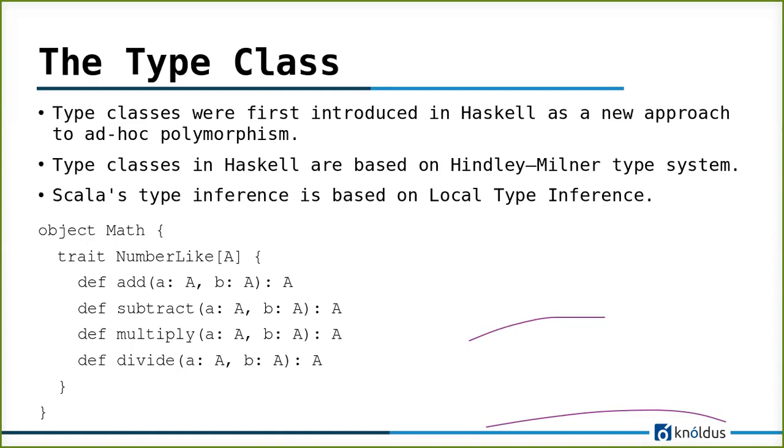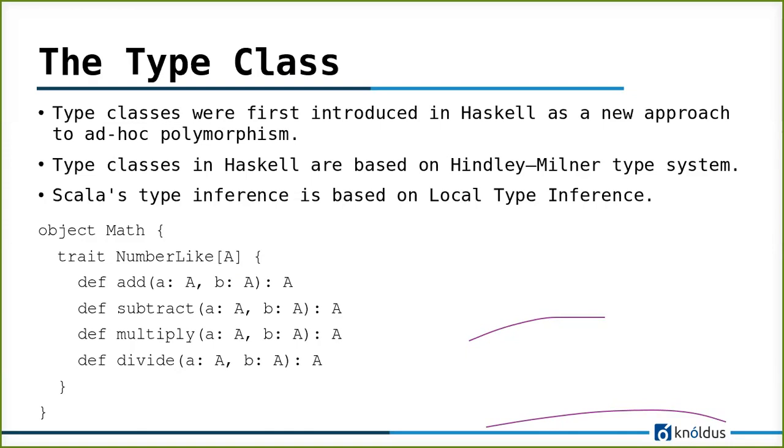So here at the bottom, you can see a code snippet, which is actually our type class. Here we have defined a NumberLike trait of type A, and we have declared four different methods: add, subtract, multiply, and divide. And we enclosed them in a singleton object, which we will be using in the later components. So, yep, that is our type class, and what it looks like in Scala.